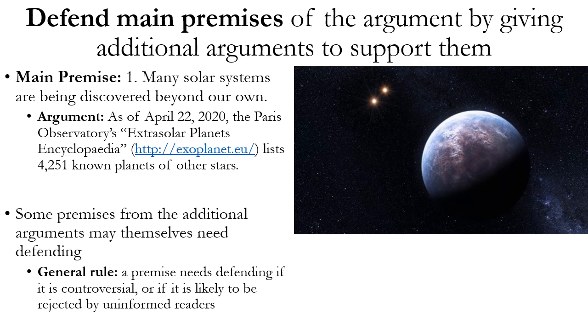So here's an example. Let's take a look at that first premise. Many solar systems are being discovered beyond our own. Here's an example of evidence you could give in support of that premise. As of April 22nd, 2020, the Paris Observatory's Extrasolar Planets Encyclopedia lists 4,251 known planets of other stars. That's a good piece of evidence in support of the premise.